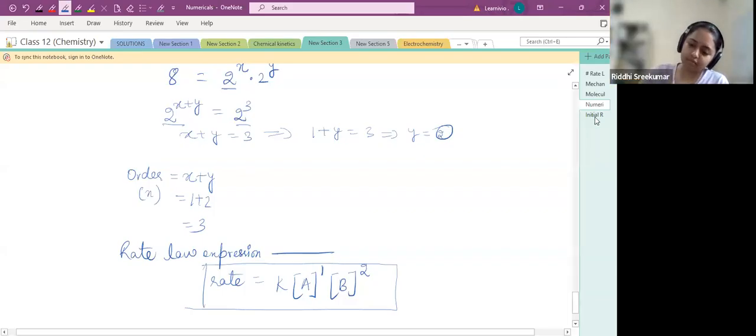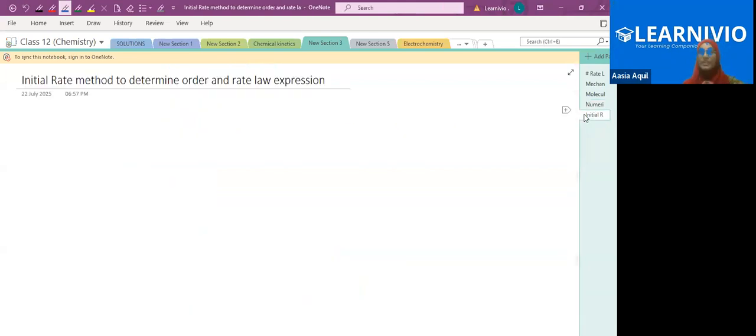Okay, very good. So next is the initial rate method to determine order and rate law expression. This is again very important. You will see this type of question in any type of exam. You will be given a question in tabular form, right? The data will be given in tabular form. So let's see the questions and we will discuss accordingly. So the initial rate method to determine order of reaction and rate law expression.